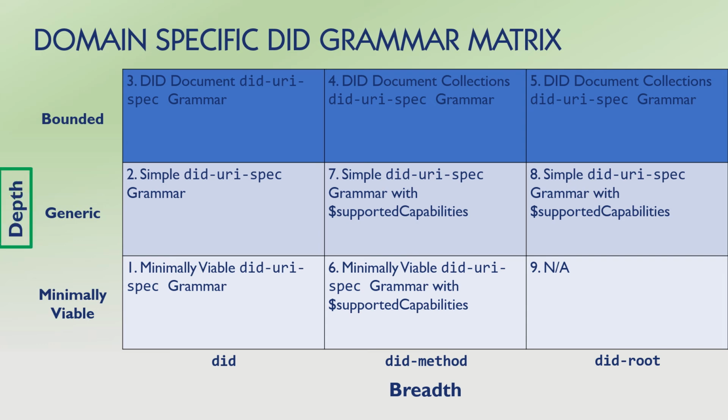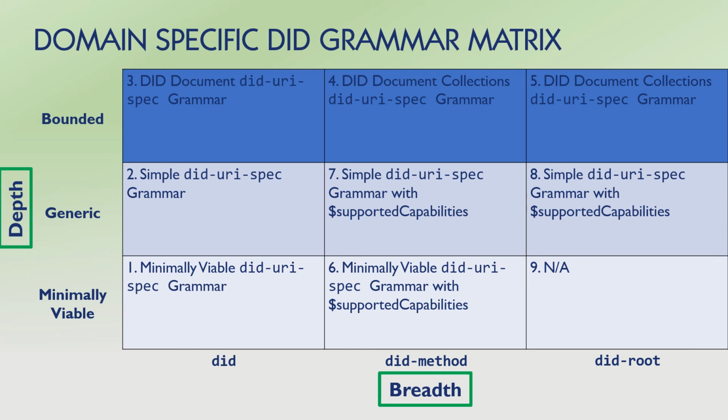On the left, the axis is called depth. Across the bottom, the axis is called breadth. Breadth is like the breadth of capabilities or the breadth of support. The first column is the DID column, so those grammars only support operations against DIDs, not operations against DID methods, and not operations against DID root. The second column is the DID method column, and so it supports operations against DIDs and DID methods. And finally, the third column supports operations across all three.